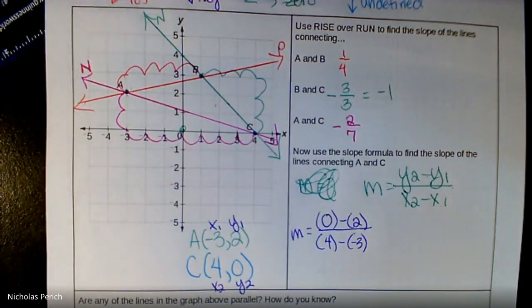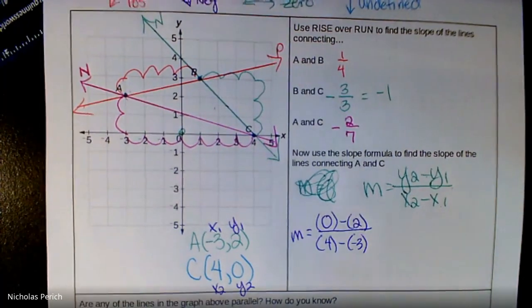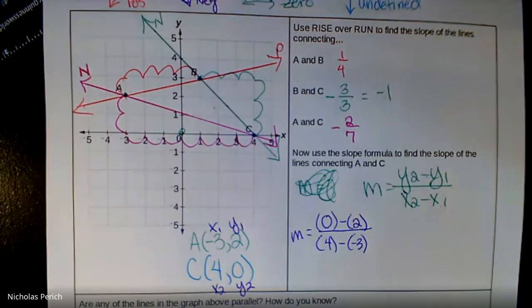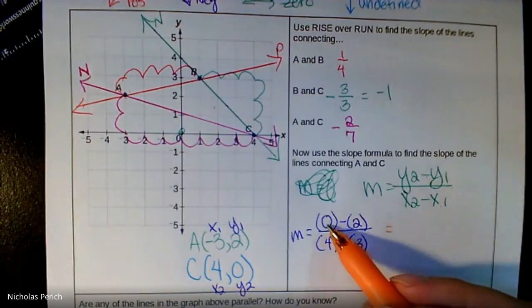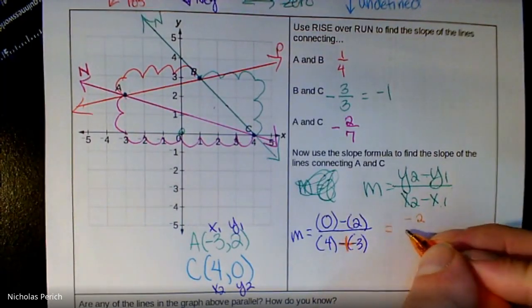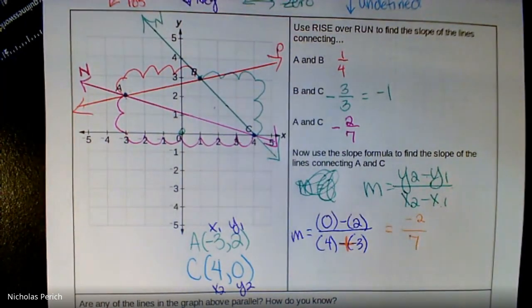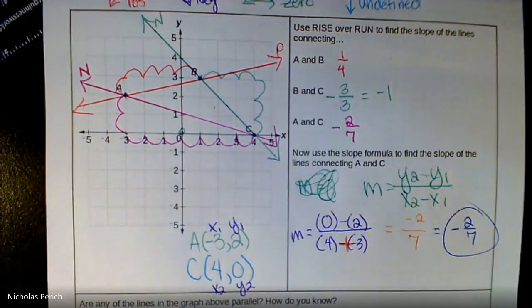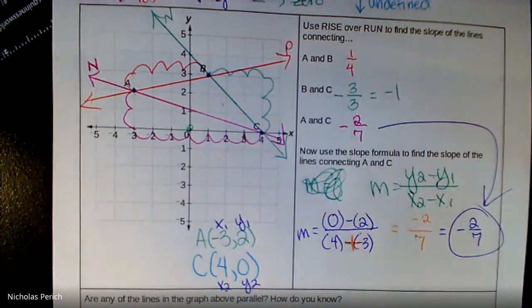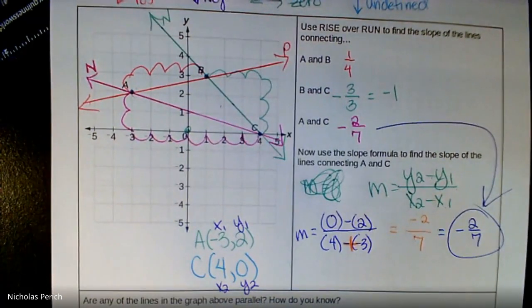If you see a double negative, which I do, turn it into a positive, which I will. So there's my double negative. I'm going to turn it into a positive. 0 minus 2 is negative 2. 4 plus 3 is 7. Negative 2 divided by 7 is the same as negative 2 over 7. And that makes sense because that's exactly what I got up here. Okay? So that's slope for you.